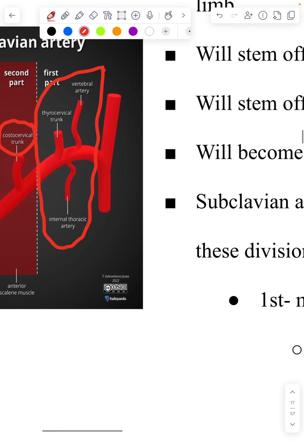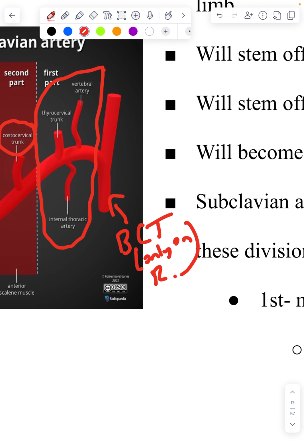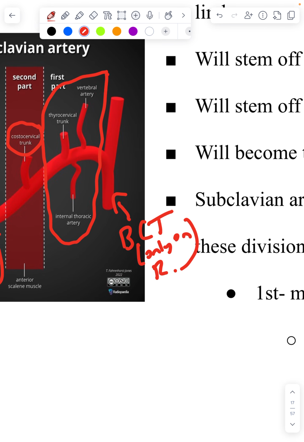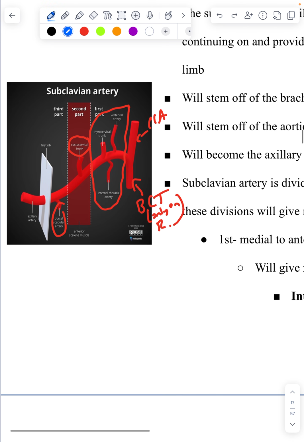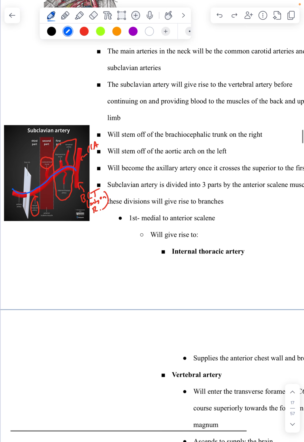This is technically your brachiocephalic trunk, which is only on the right side, because your left side, the common carotid and subclavian just comes straight off the aortic arch. And then this is technically like your common carotid artery. And then now this whole thing, awful choice of color, this whole thing is technically your subclavian. So you'll have this first part, second part, and then third part. And these are in relation to the scalene, specifically anterior scalene muscle.